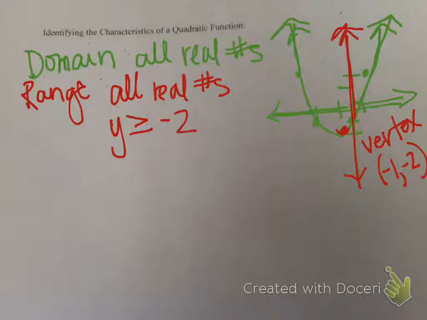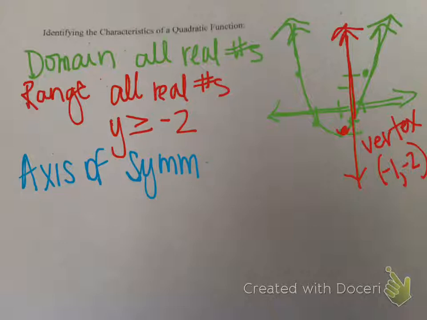Alright, the next thing we want to identify is the axis of symmetry. And the axis of symmetry is the x value of the vertex. The axis of symmetry would be x equals -1. So the vertex is really important in identifying your range and your axis of symmetry. So those are the three main things when I ask for characteristics that you would tell me.